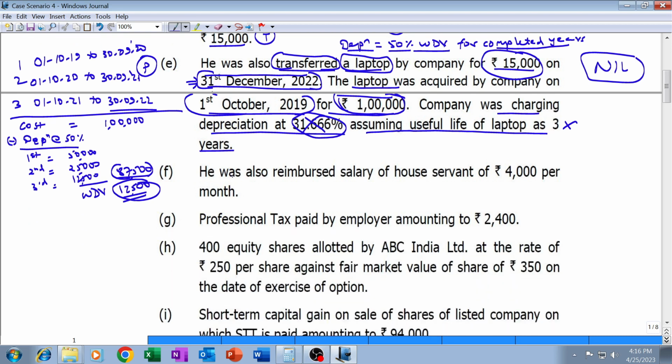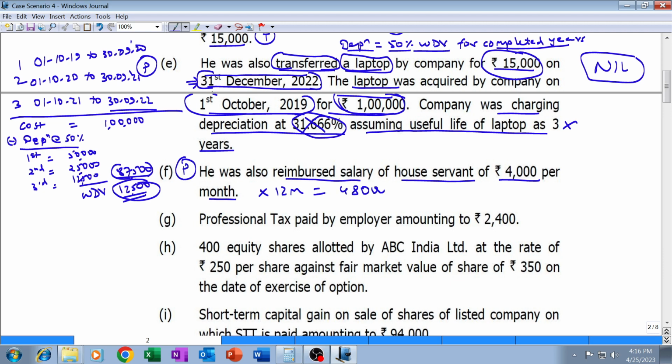F point. He was also reimbursed salary of house servant, domestic servant, 4,000 per month into 12 months. This is taxable. This is again perquisite. The taxable value will be 48,000.